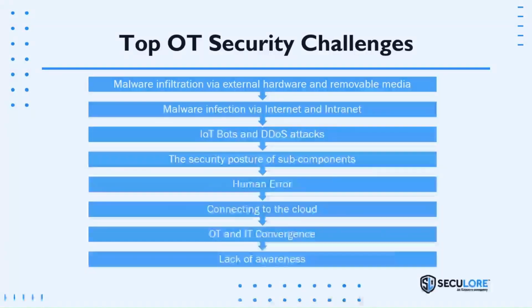Malware infection via internet and intranet, right? Because it's plugged in now. IoT bots, Internet of Things bots, and DDoS, distributed denial of service attacks. Of course, we're seeing these, especially if it can get to them, right? If it's now exposed on a network where it wasn't before, and it's an important control system, they can attack it and DDoS it so it can't be heard from or can't function.